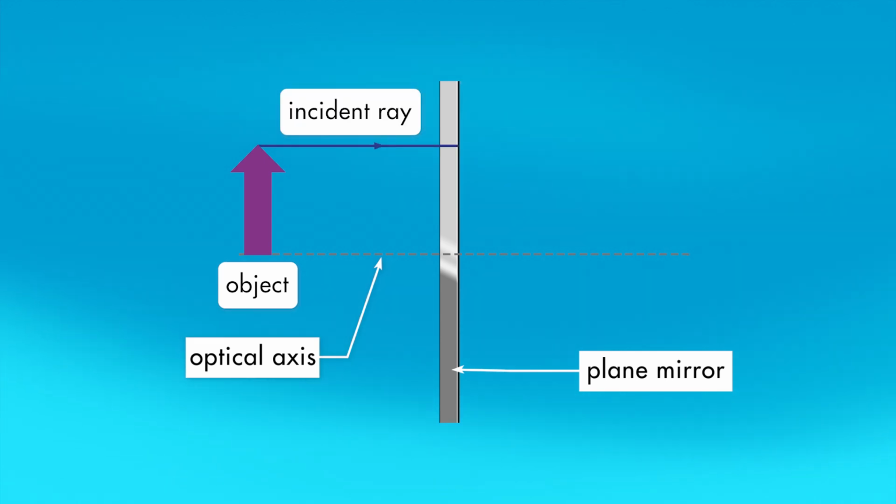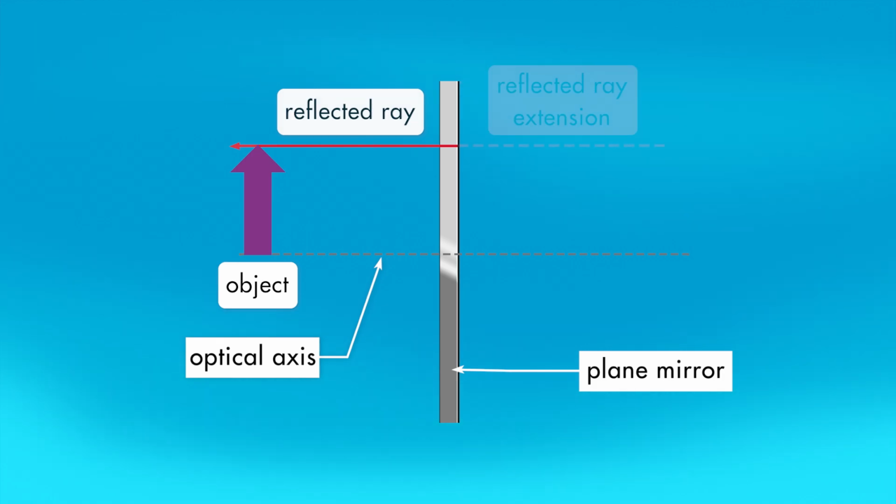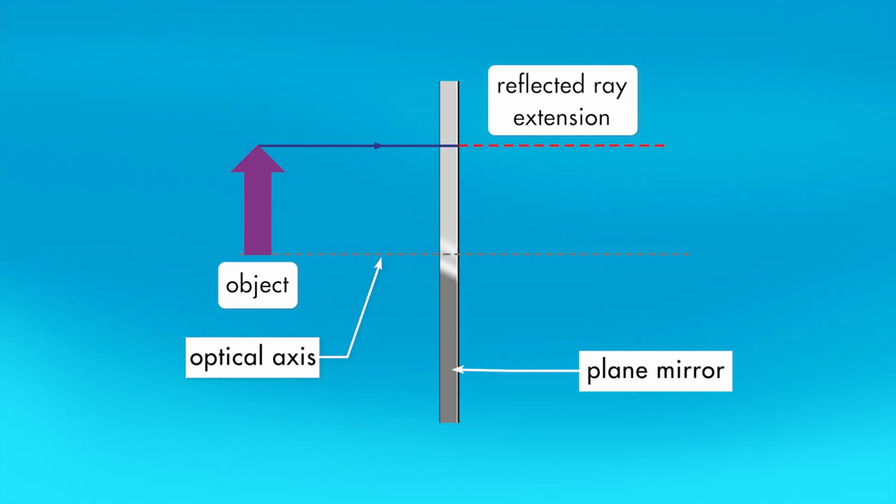Next, we draw an incident ray from the top of the object to the mirror parallel to the optical axis. A mirror adheres to the law of reflection. So since the incident ray strikes the mirror at a 90-degree angle, it reflects at the same angle, 90 degrees. Since this reflected ray bounces back along the same path as the incident ray, we will not keep it in the final ray diagram. Next, we draw an extension of the reflected ray behind the mirror.